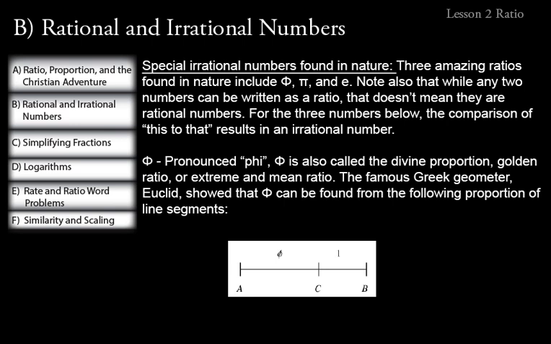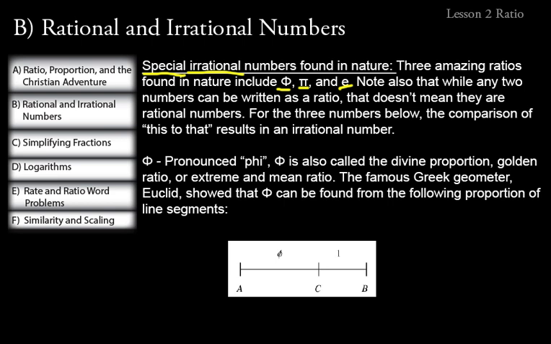So speaking about some of those irrational numbers listed in the chart, we'll call those special irrational numbers, and a lot of times they're found in nature, and those include phi, pi, and e. And note also, while any 2 numbers can be written as a ratio, that doesn't mean they are rational numbers. So for the 3 numbers we're going to talk about here, the comparison of this to that results in an irrational number. So first up, we'll talk about phi.